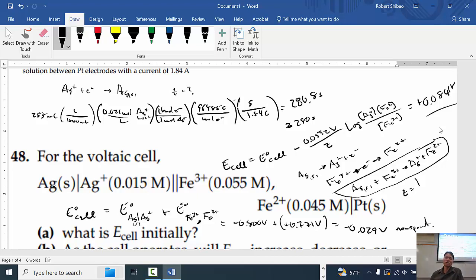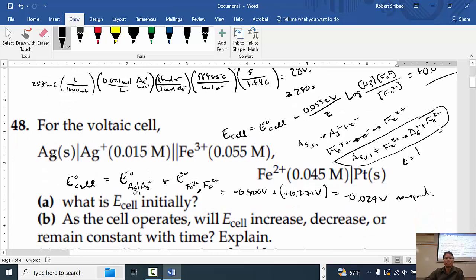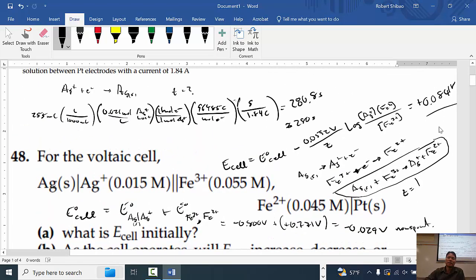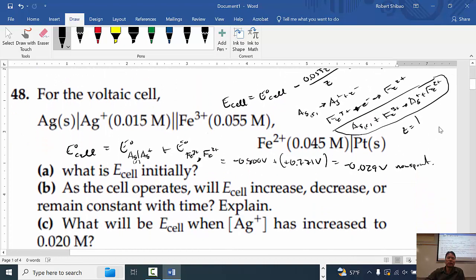We can't change the concentration of silver metal because that has a fixed concentration. It's pure, 100%. So E of the cell initially is 0.0841 volts. As the cell operates, will E of the cell increase, decrease, or remain constant with time? It's always going to decrease, right? Unless it's all solids and liquids. Then it stays constant. The ratio is going to change.